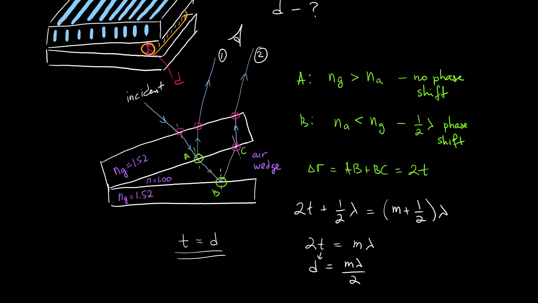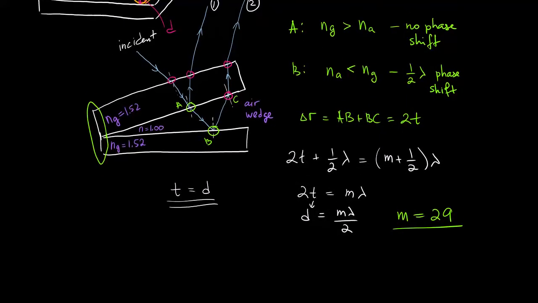Let me just show it to you. A dark fringe happens at this point, the first one. And the destructive interference occurs because of the phase reversal caused by the light reflecting from the top of the lower glass slide. For 30 dark fringes, including the one where the plates meet, m should equal 29. So m should equal 29 for the 30 dark fringes. Take a moment to think about this.